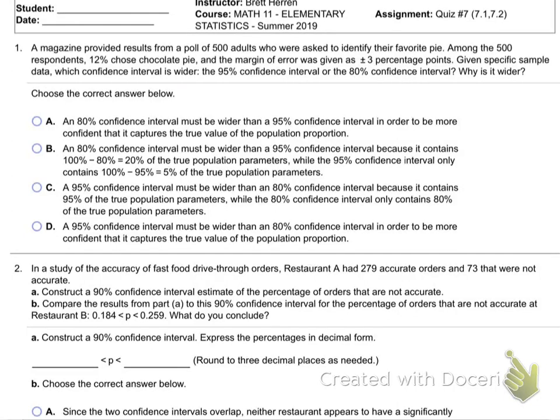Okay, so here's quiz number 7. And we're talking about confidence intervals. So it says a magazine provided results from a poll of 500 adults who were asked to identify their favorite pie. Among the 500 respondents, 12% chose chocolate, and the margin of error was given at plus or minus 3 percentage points. Now what does that mean?